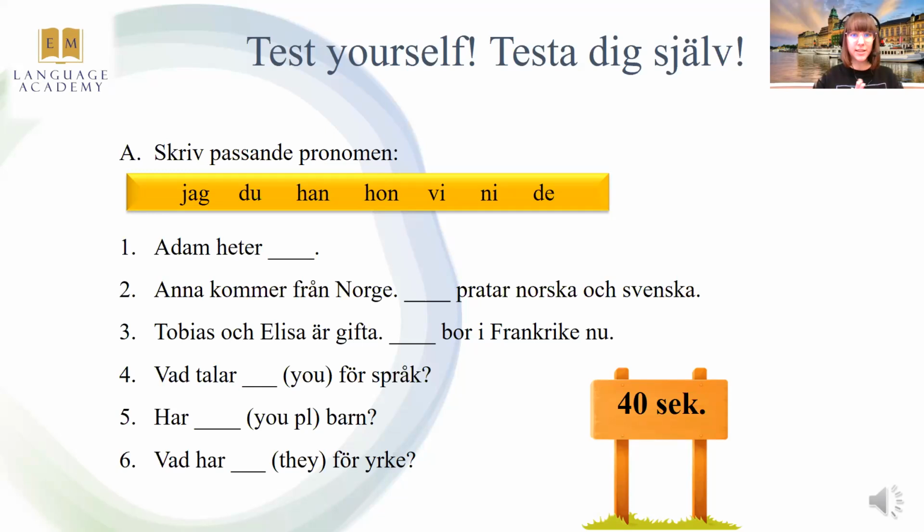So your task is to fill in the gaps with the correct pronoun. Pretty simple. Nothing too complicated. Do not forget to draw your attention to the context, the names, right? And any other clues that might be helpful. Your 40 seconds start now.